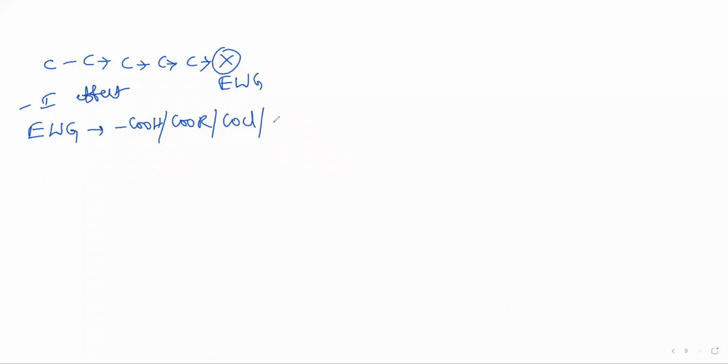If it is an electron withdrawing group, what will it do? It will move the delocalization of sigma electrons away from the carbon chain. This is what we call the minus I effect. What are electron withdrawing groups? COOH, COR, COCl, SO3H, halogens. These are all electron withdrawing groups. So this is about the inductive effect. Next.